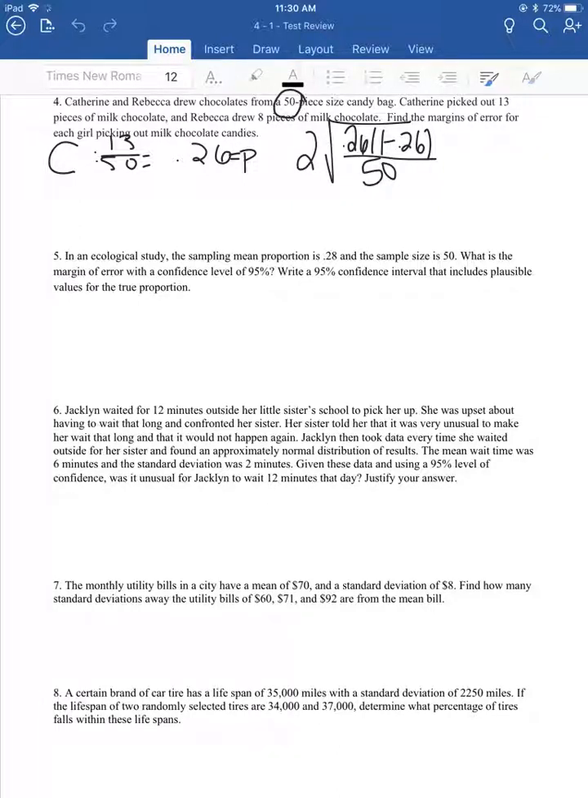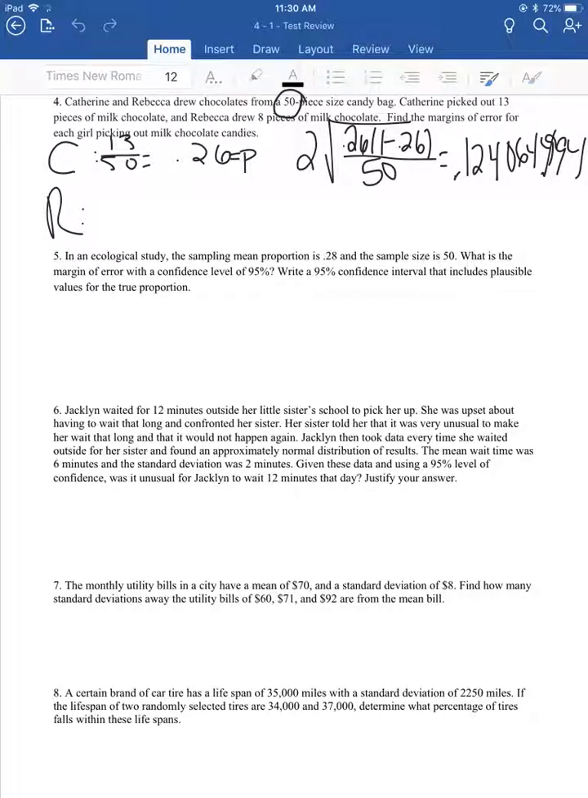So in your calculator, you would do 2 times the square root, and you can use that alpha y equals button to make a nice fraction. That way you don't have to worry about parentheses. Divided by 50. And this margin of error is equal to 0.1240644994. Okay, and then we have Rebecca.